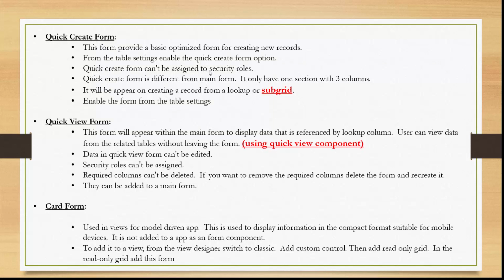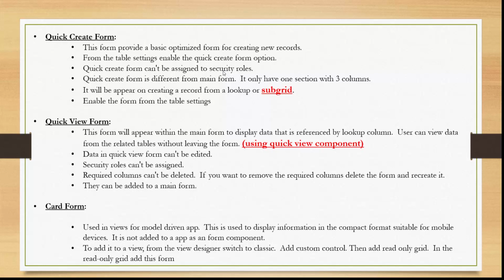Quick create form can't be assigned to security roles. In my upcoming videos, I will cover the security roles, but for the moment you can understand from the security perspective. I can define various security roles, for example, authenticated user, anonymous user and administrator. And then based on roles, I can create different forms for each role, but this is not applicable to the quick create form. For the main form, I can have different forms for different security roles, but for the quick create form, I will have a single form for all the security roles. I cannot create different forms for different security roles.